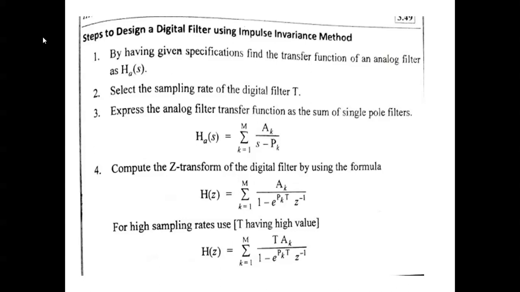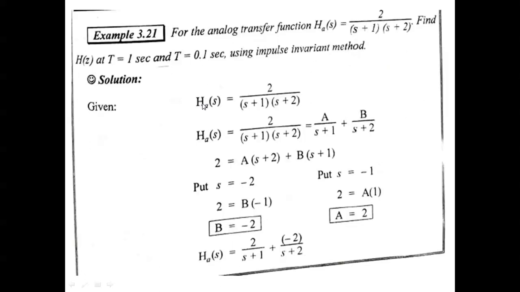First, select the sampling rate of the digital filter. Then express the analog filter transfer function as a partial fraction: Ha(s) is the summation of k equal to 1 to N of Ck divided by (s minus pk). Then compute the Z transform of the digital filter using the formula. These are the steps I have to follow for the impulse invariant method.